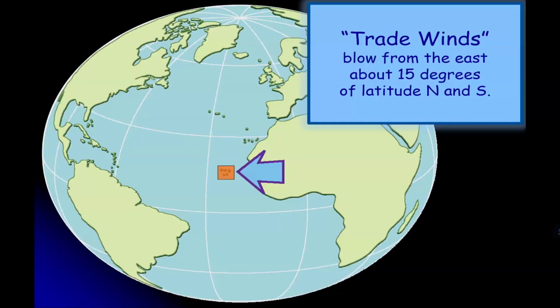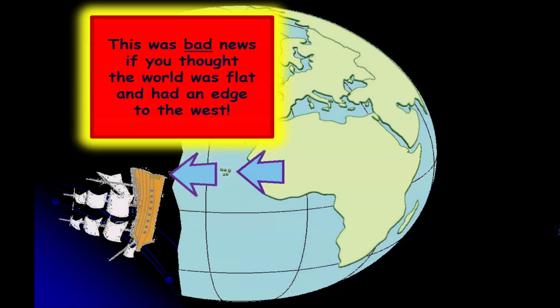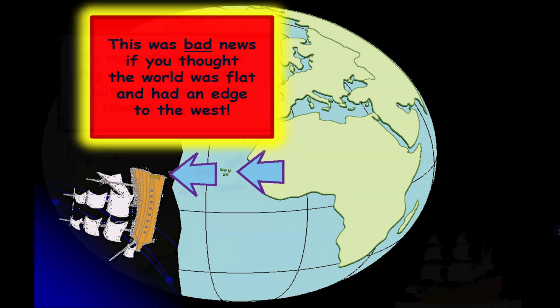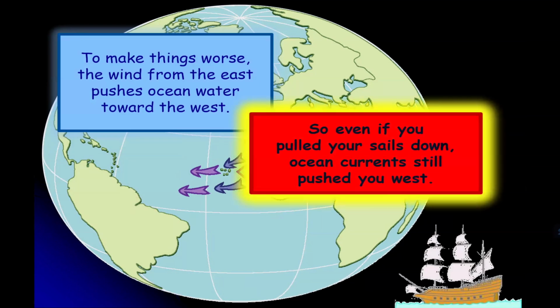These trade winds blowing from the east, about 15 degrees of north latitude, that's great news if you want to go west on a sailing ship. It is terrible news if you think the world is flat and has an edge out on the west, and you're going to fall off that edge. To make things worse, the wind from the east pushes ocean water toward the west, so even if you pulled your sails down, the ocean currents would still push you further west.